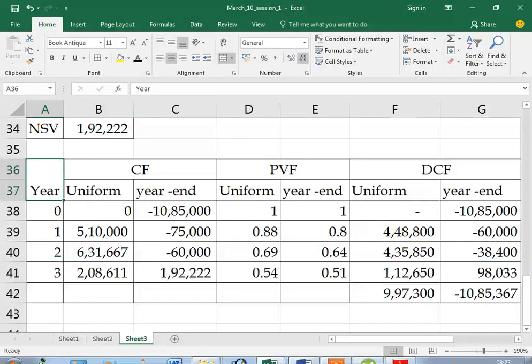The final NPV, after adding that uniform and year-end amount, will be negative. So we will not do the project. Finally, it is going to turn out to be a negative NPV. Net NPV is 997,300 minus 1085.